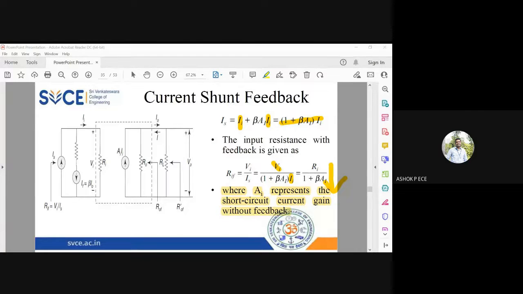If you want to understand these feedback amplifiers thoroughly, please brush up your understanding of KVL and KCL, and you should be able to apply KVL and KCL with ease for any circuit given. So please practice problems, which will help you write KVL and KCL equations easily for any given circuit. Okay.